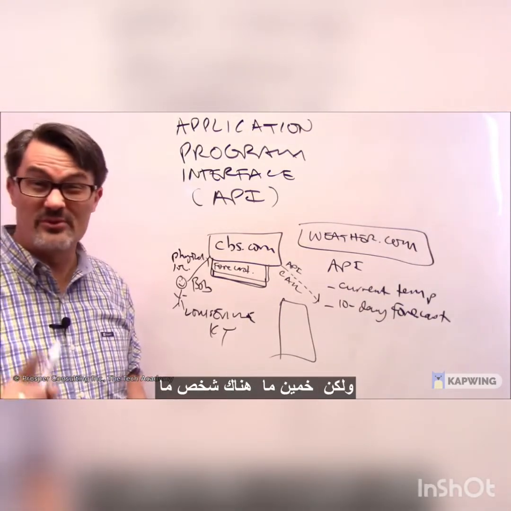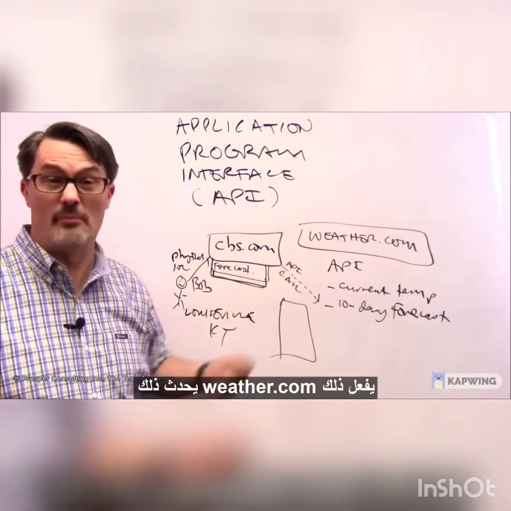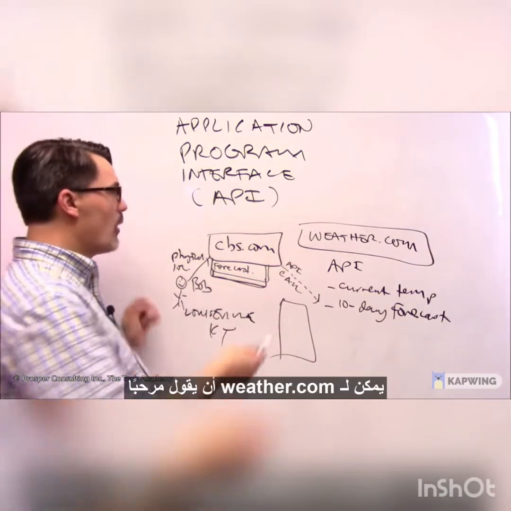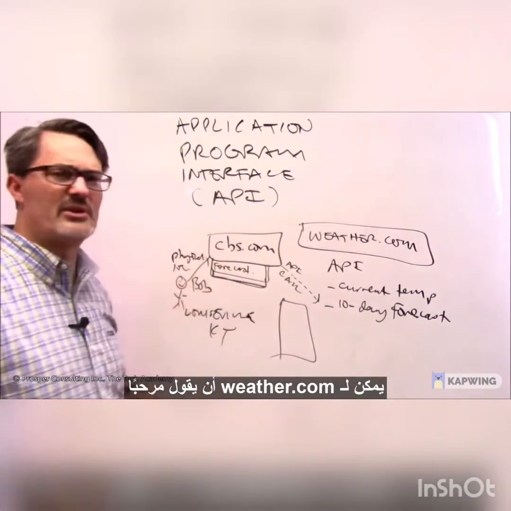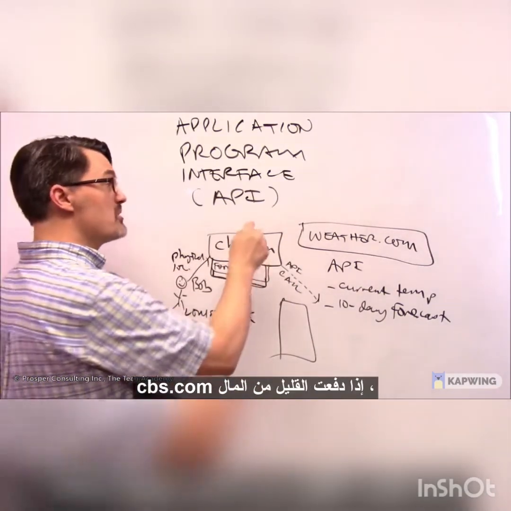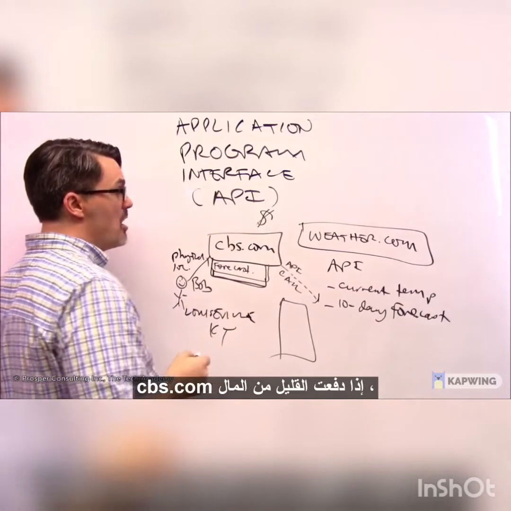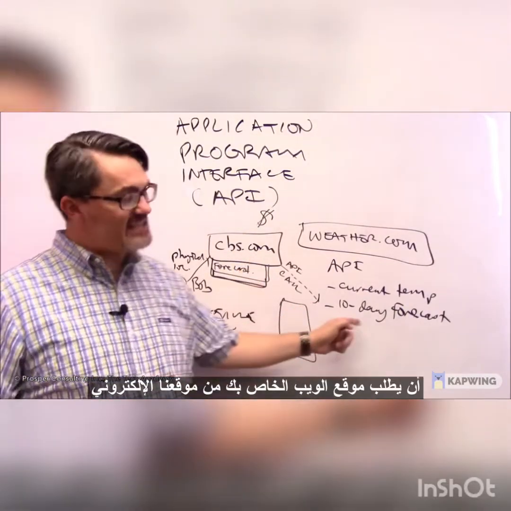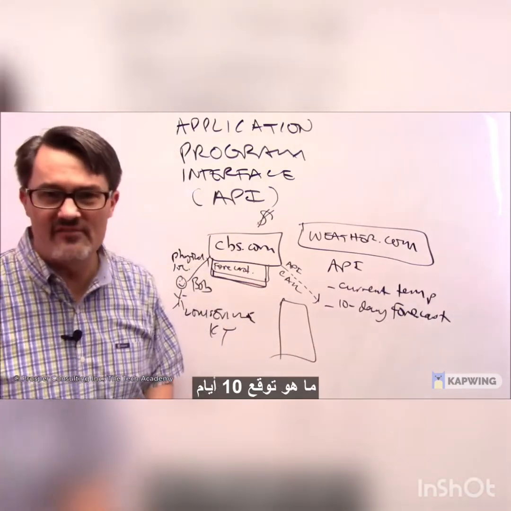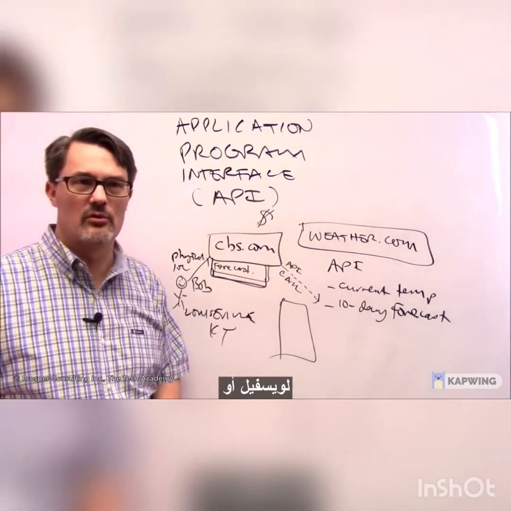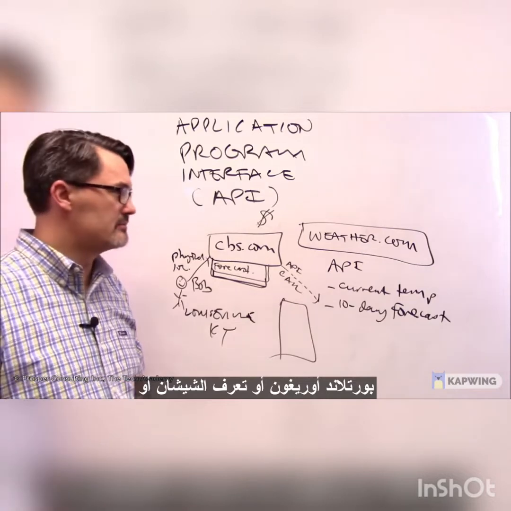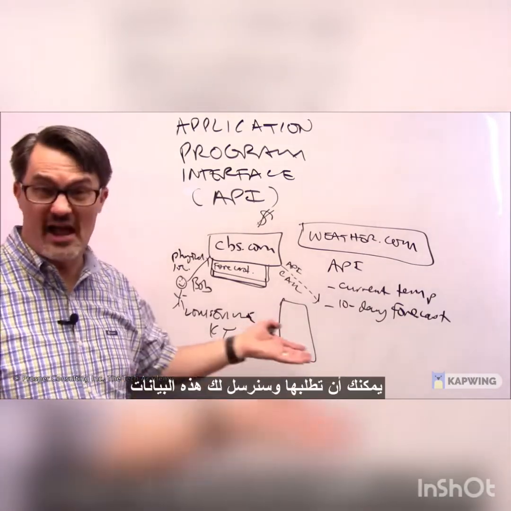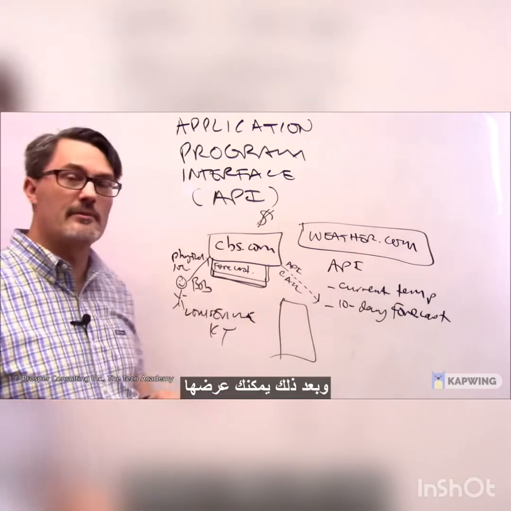But guess what? There is somebody who does that. Weather.com happens to do that. That's what they specialize in. So, Weather.com could say, hey, CBS.com, if you pony up a little bit of money, we will let you, whenever you want, have your website ask our website, what's the 10-day forecast for Louisville or Portland, Oregon, or Chechnya, or wherever in the world that we happen to have data for. You can ask and we'll send you that data, and then you can display it.